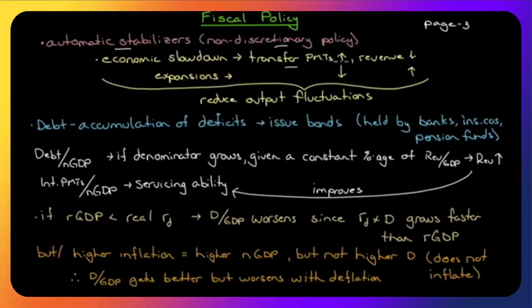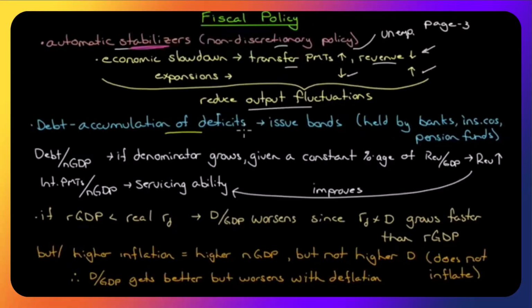A good example of that are transfer payments. So in an economic slowdown, transfer payments increase, revenue decreases. So the big transfer payment there is unemployment. Unemployment payments will increase, and since that person lost the job, the income tax from that person is no longer available, revenue decreases. In expansions, well, transfer payments drop because more people get jobs, and if they get jobs, they're paying income tax, revenue increases. So these automatic stabilizers reduce output fluctuations. That's why they're called stabilizers. Some terminology here. Debt, this is the accumulation of all deficits.